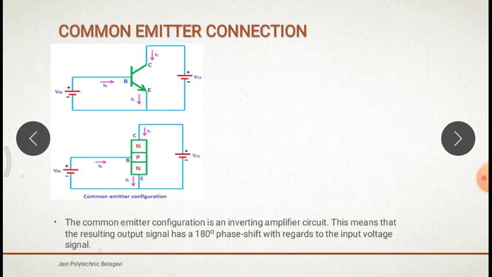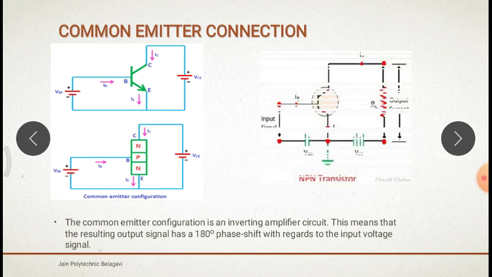What happens in the common emitter connection? Emitter is the common terminal, as the name itself indicates. On the input side, base and emitter form the input, and on the output side, VCE, that is collector and emitter, is the output side. You can see the NPN transistor practical circuit diagram here. This is the transistor. We apply the input signal and take the output signal from the RC. This is just for biasing, VBB and VCC for biasing the emitter base junction and the collector base junction, so that the emitter base junction is always forward biased and the collector base junction is reverse biased.